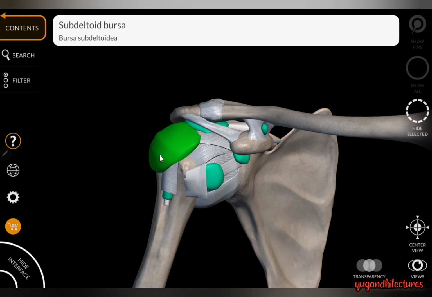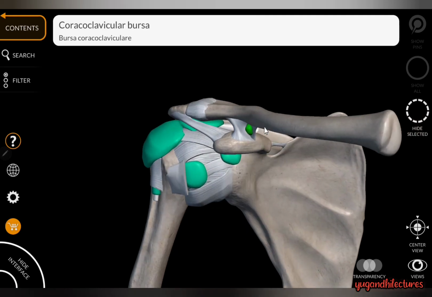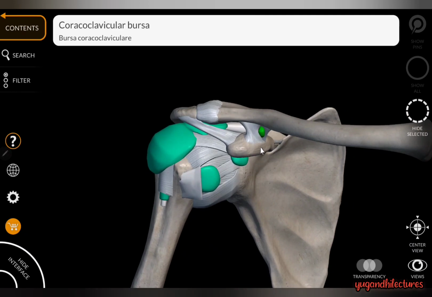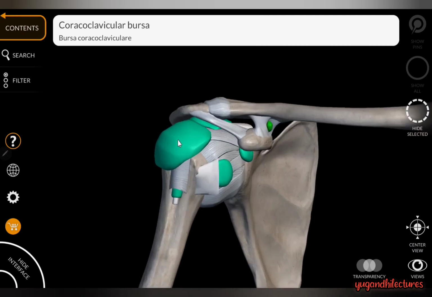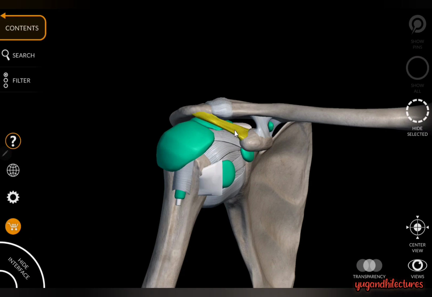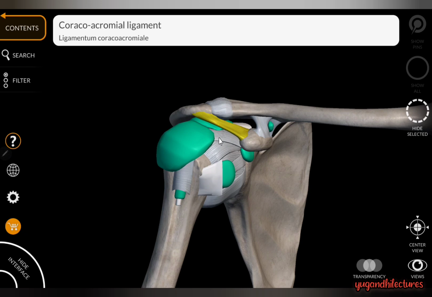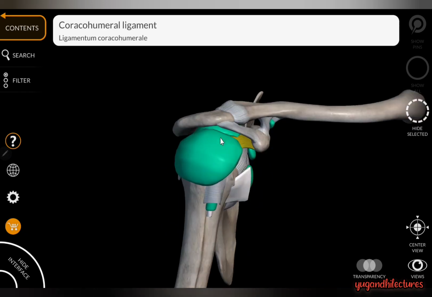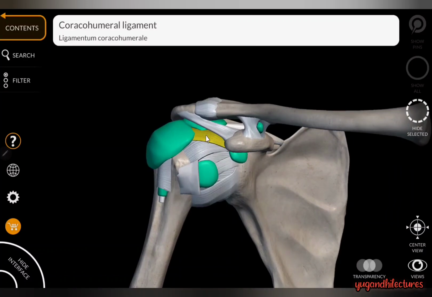So you can see the subdeltoid bursa, subacromial bursa, and some tendinous bursa of subscapularis, and here it is the subcoracoid bursa, and here it is the coracoclavicular bursa between the clavicle and the coracoid process. So you can see the ligament, coracoacromial ligament, and another thing, coracohumeral ligament.